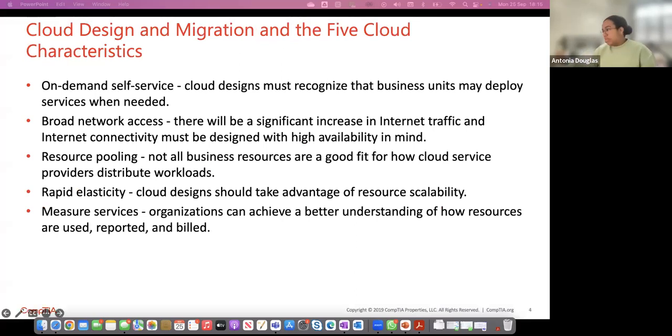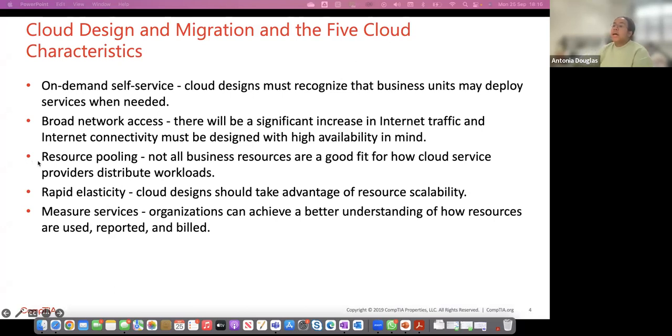So as I previously mentioned, this is going to be kind of a recap. Probably the first initial slides are going to be a recap of stuff that we've already covered in the previous sessions, and then some stuff will be completely new concepts. So let's look firstly at cloud design and migration and the 5 cloud characteristics. That we've kind of briefly touched upon in the previous sessions.